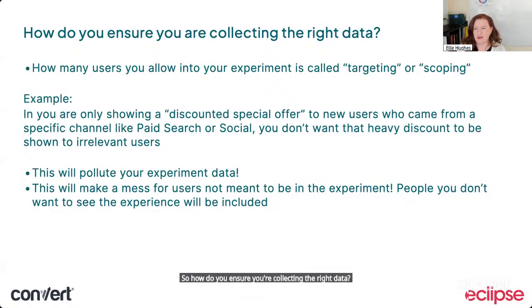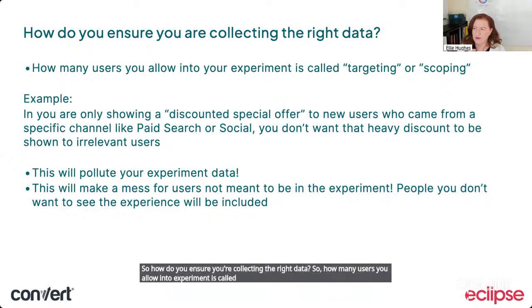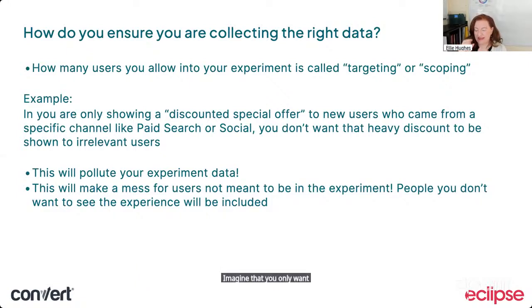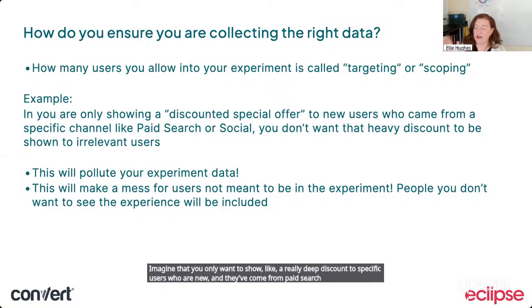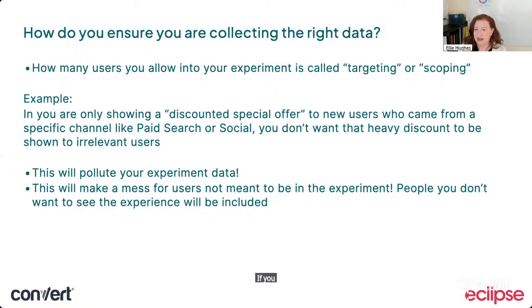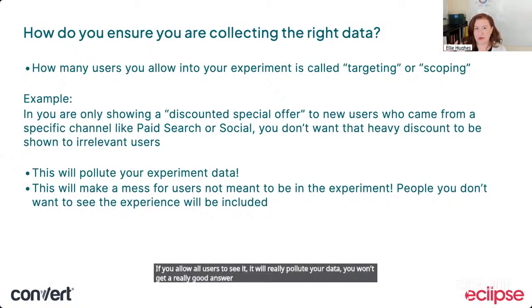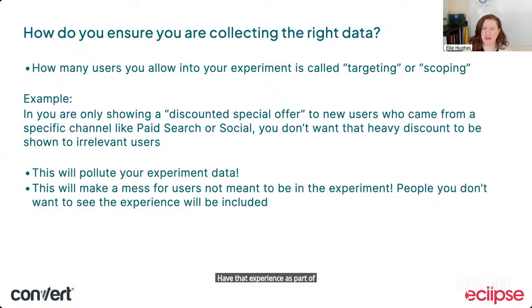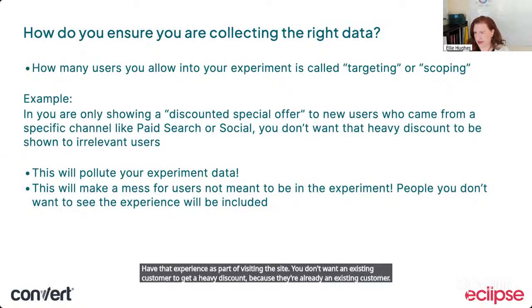How many users you allow into your experiment is called targeting, or scoping, or using an audience. Imagine that you only want to show a really deep discount to specific users who are new and come from paid search or social, and you don't want that heavy discount to be shown to all users. If you allow all users to see it, it will really pollute your data. You won't get a really good answer, but also all these people who shouldn't be seeing this experience are in the experiment, and you don't want them to have that experience as part of visiting the site. You don't want an existing customer to get a heavy discount because they're already an existing customer, potentially.